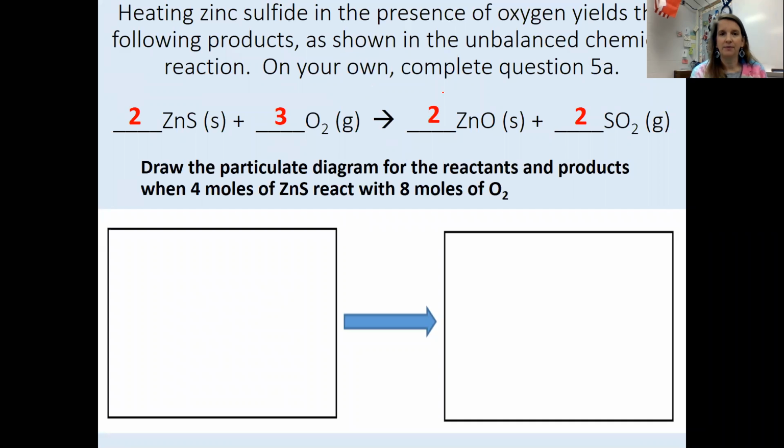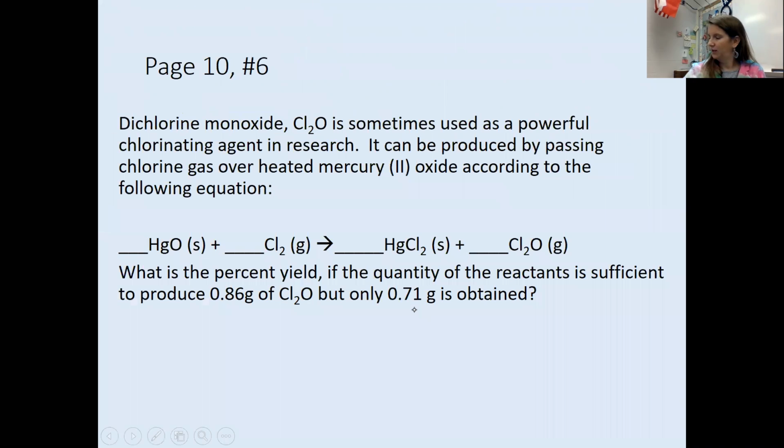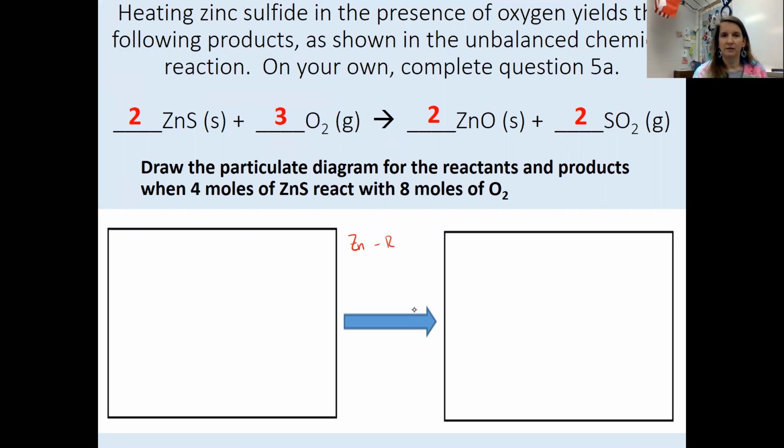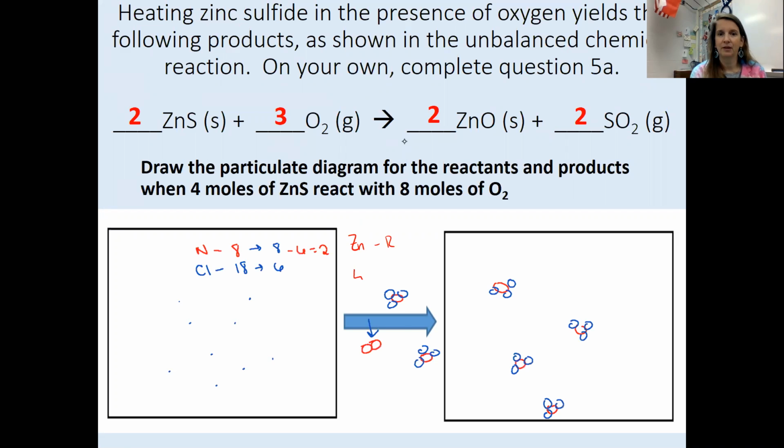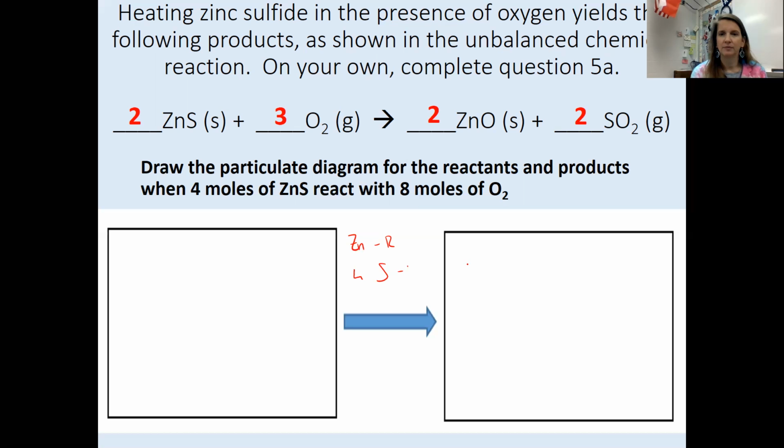Now I don't know what happened there. I'm going to make zinc red. I'm going to make sulfur blue. Whoa, what happened? Okay. Hang on, let me redo that. Whoopsie. I'm going to make sulfur blue. I don't know why that is in red.